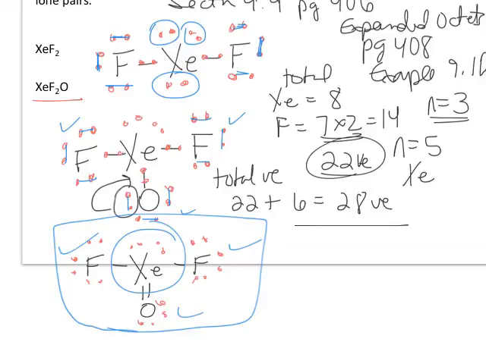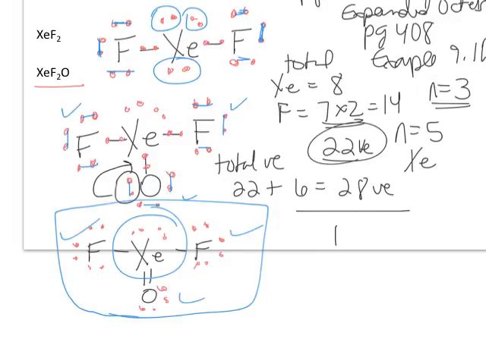But I know that oxygen prefers a double bond with its 2 lone pairs. And when I say prefer, that means it gives a formal charge of 0. So you can see the blue box, xenon with the 2 fluorine and the double-bonded oxygen, is the best Lewis structure.